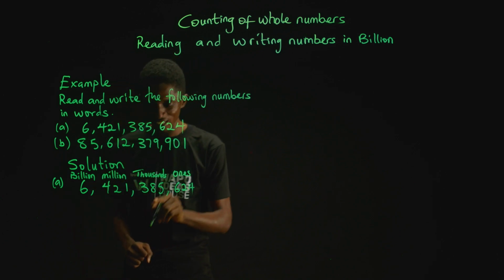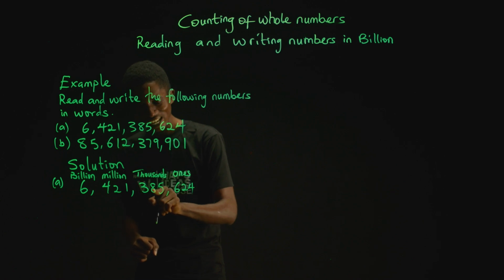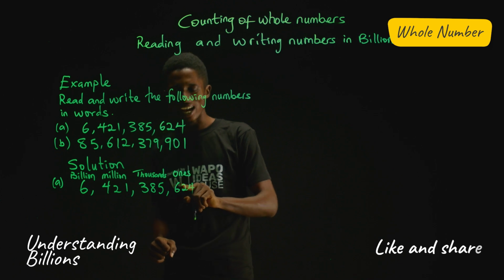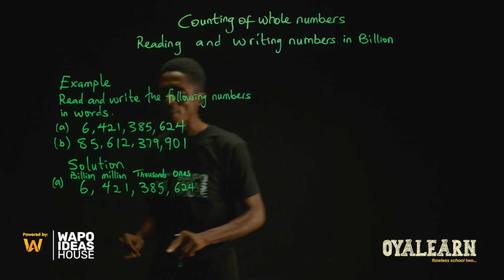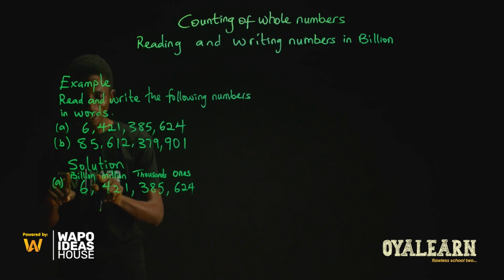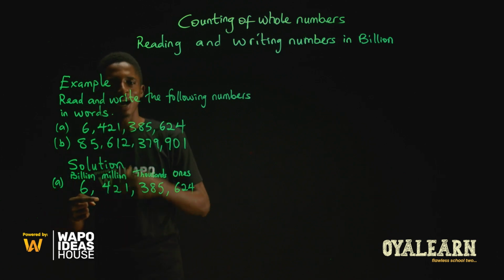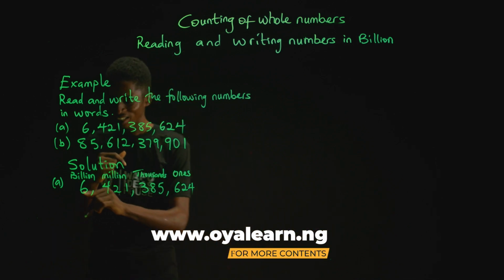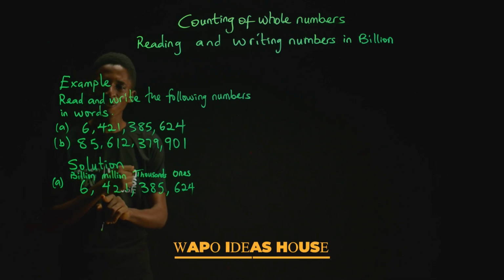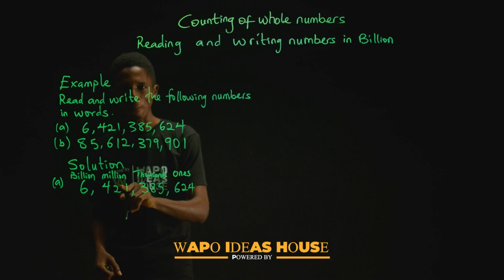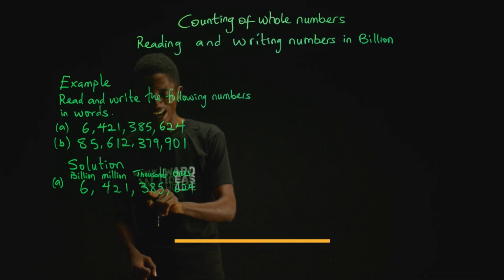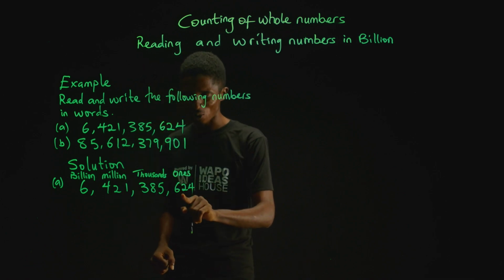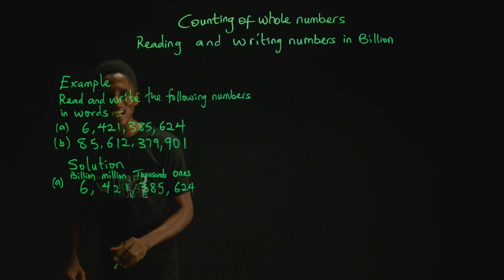The next 3 would then be 385,624. Remember, you read the digit, the place value, the digit, the place value, and you continue until the final digits. So let's do that one more time. 6 billion, 421 million, 385,624. Now let's write that in words.